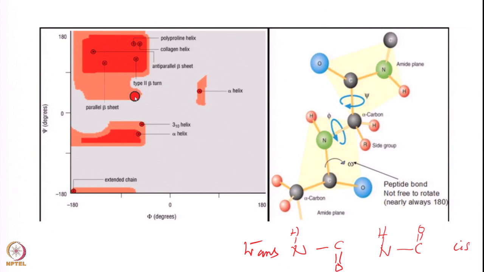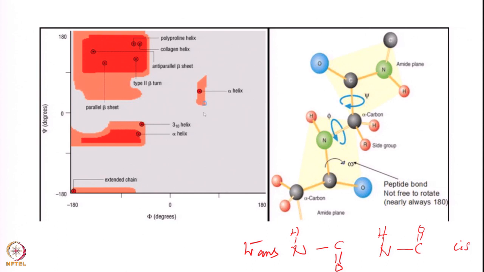It is not that they are not possible, they are possible, but they are less favored. The thick areas are the most favored, and then you see here you have a so called left handed helix. What is present here is the left handed helix, and this particular region is an alpha helix, but it is a left handed helix. These ones are right handed alpha helices, this is the left handed alpha helix.